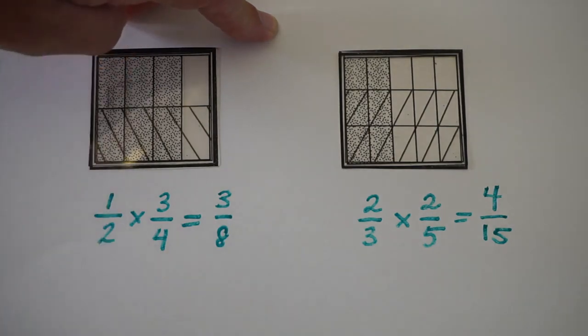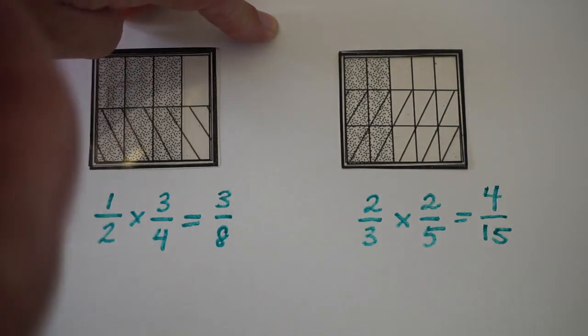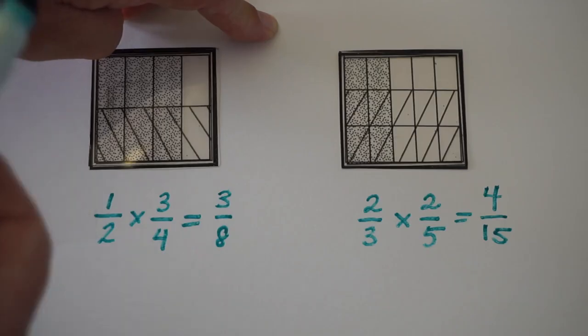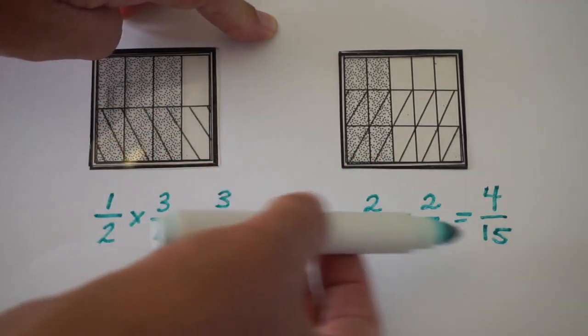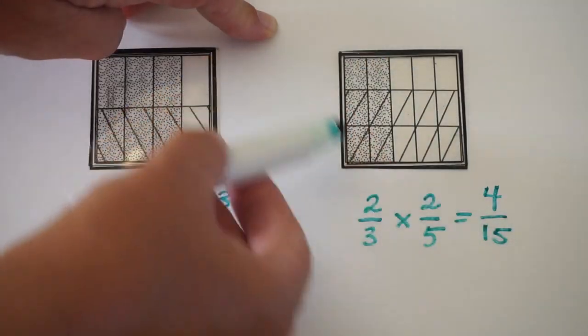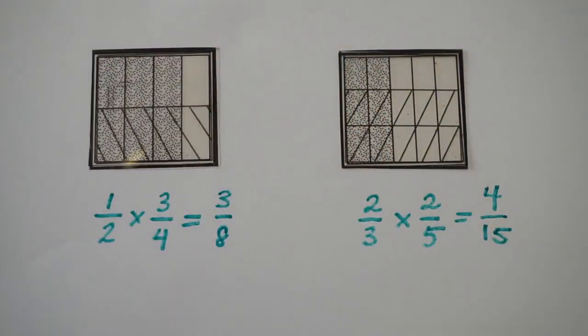And this supports the fact that multiplication of fractions has a rule which says we multiply top times top, bottom times bottom, gives us our result. And here we can see why that is.